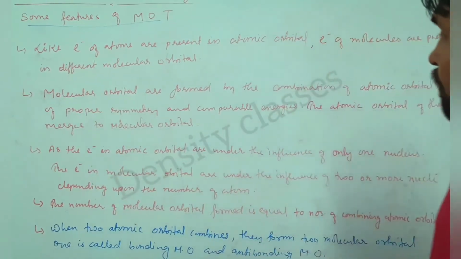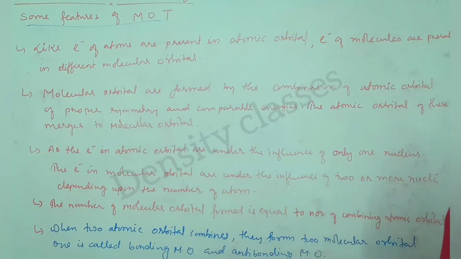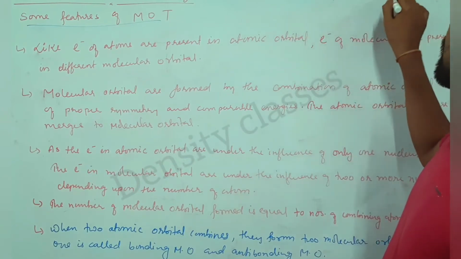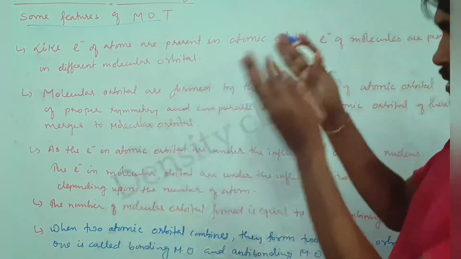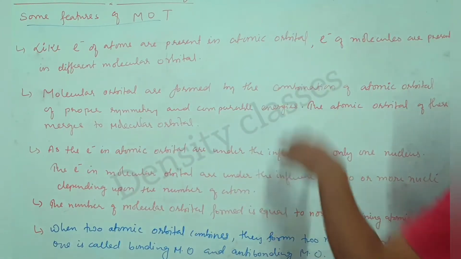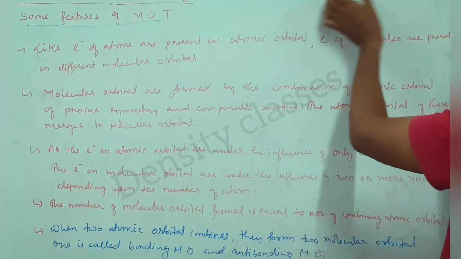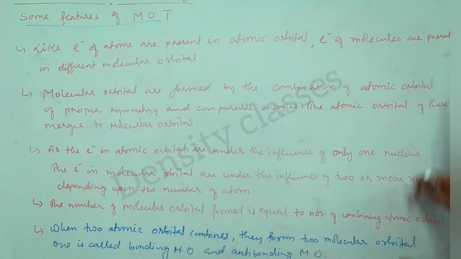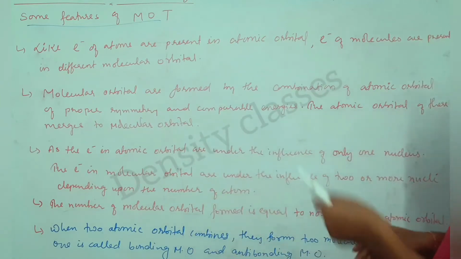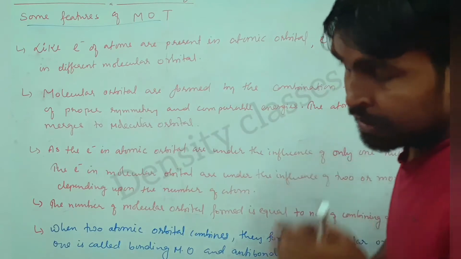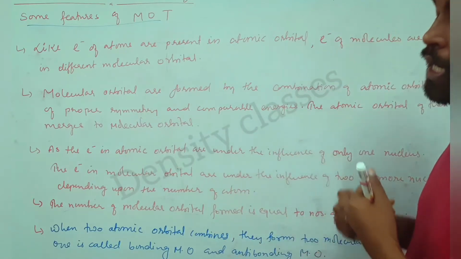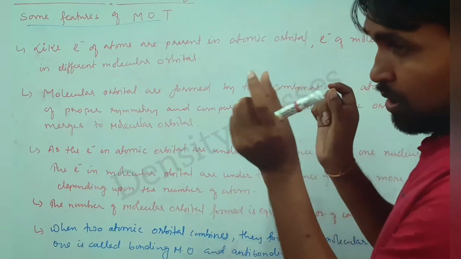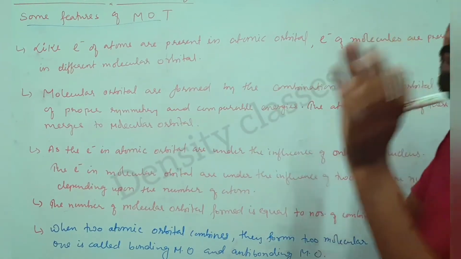Next, molecular orbitals are formed by the combination of atomic orbitals. Suppose this is one atomic orbital and this is another atomic orbital. When these two are combined with each other in proper symmetry, they should have comparable energy. Comparable means the energy difference between them should not be too much. So molecular orbitals are formed by the combination of atomic orbitals of proper symmetry and comparable energy. The energy difference between the two atomic orbitals which are going to combine should be small.